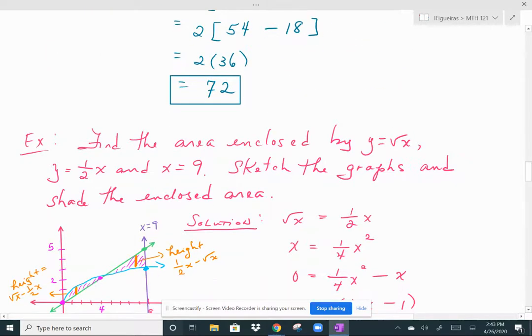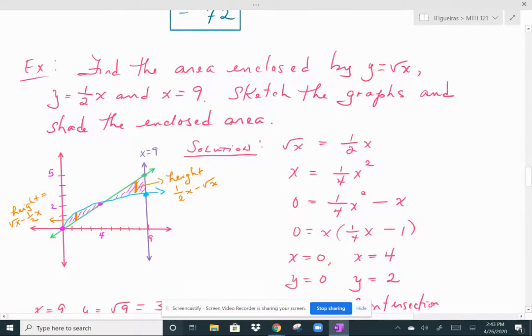Okay, so here's another. We want to find the area enclosed by y equal to the square root of x, y equal to 1/2 x, and x equal to 9. We're going to sketch the graphs and shade the enclosed area.